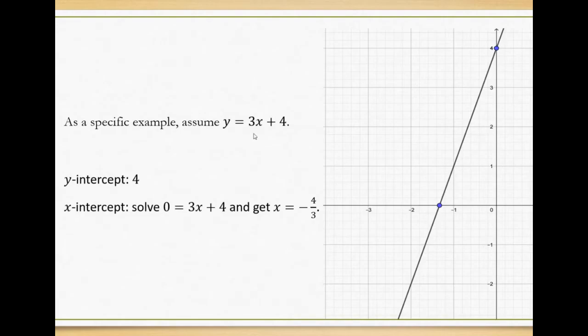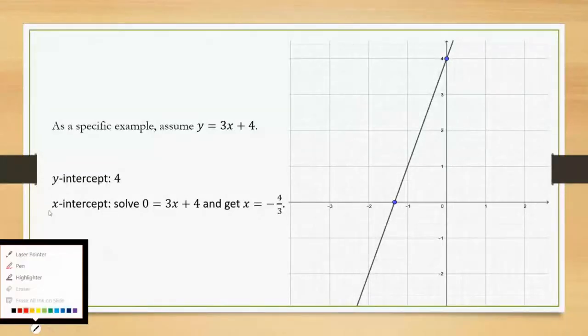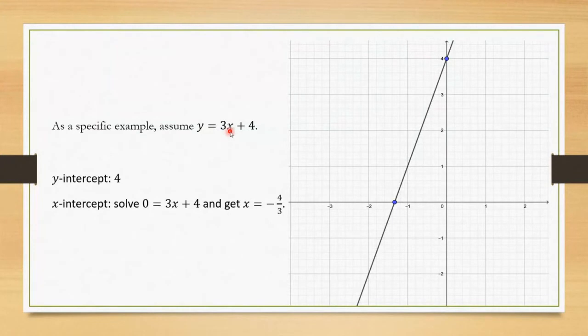Even from here, you could probably see, at least I hope you can see visually, that if you let x be 0, the 3x is gone, and you're left with 4. So if x is 0, we get 4. That's why 4 is called the y-intercept here. Okay?